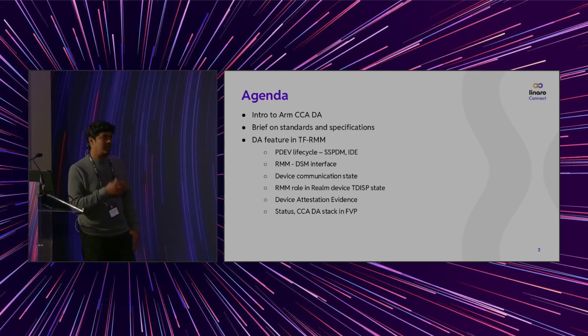Then we'll cover a little bit about the device attestation evidence, what it has, and how it is used by the realm later on. And finally, we'll wrap it up with the status and how we can replicate the latest CCA stack on an FEP. We have some shrink-wrap-based utility to replicate it.